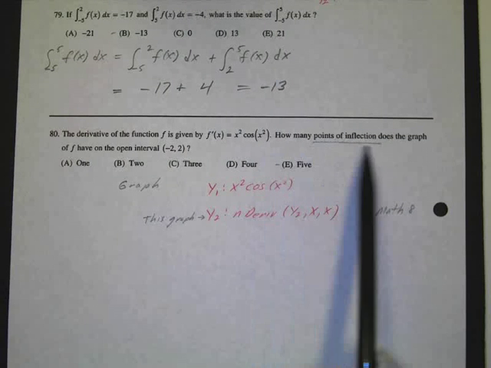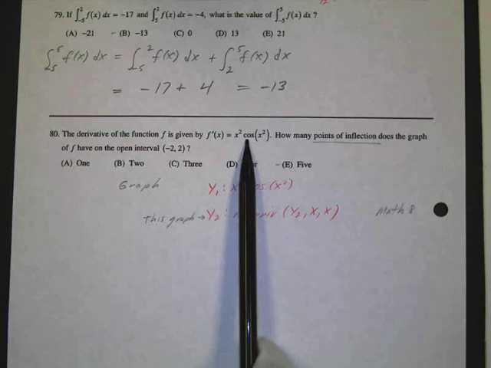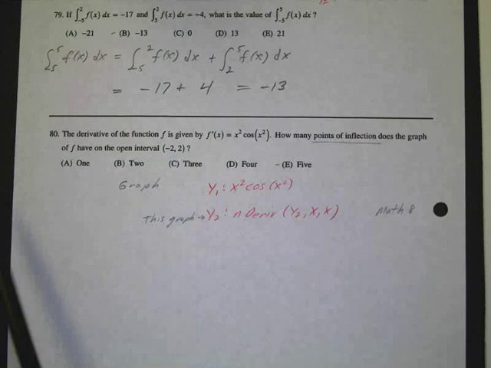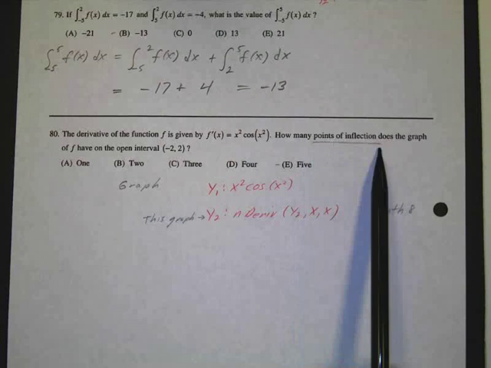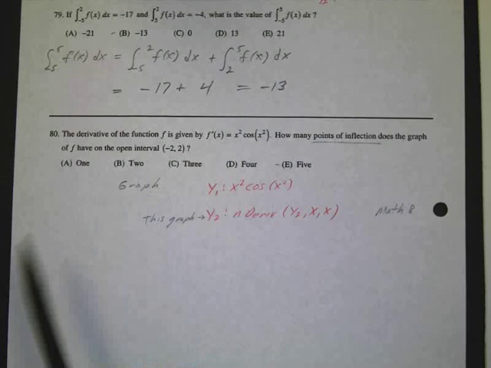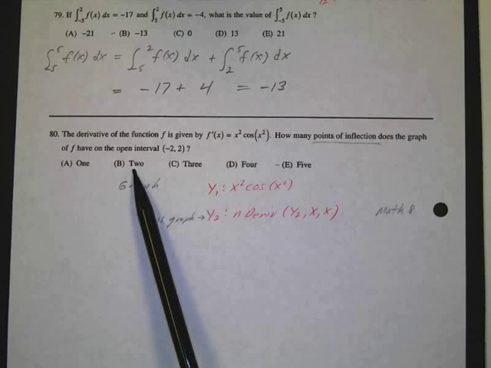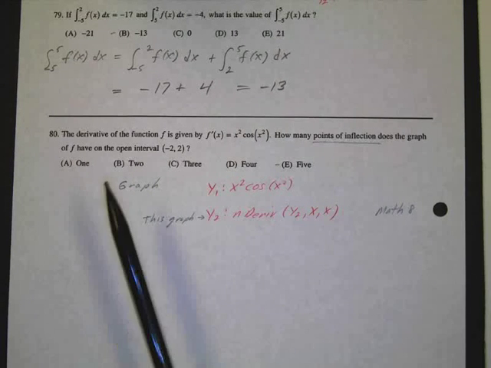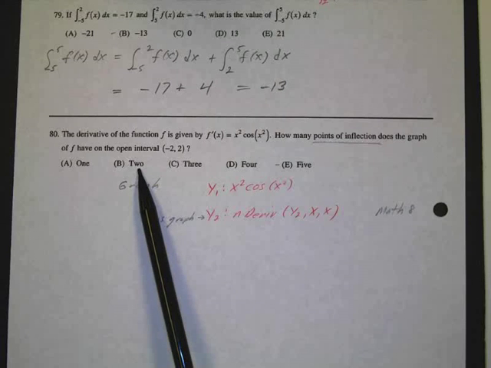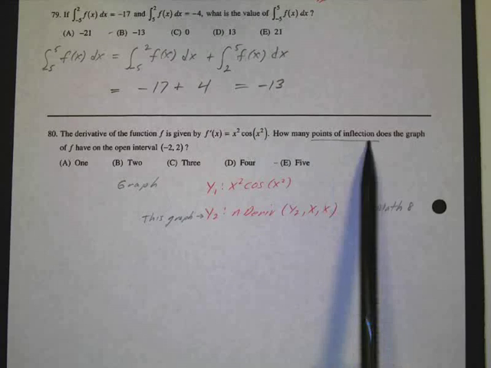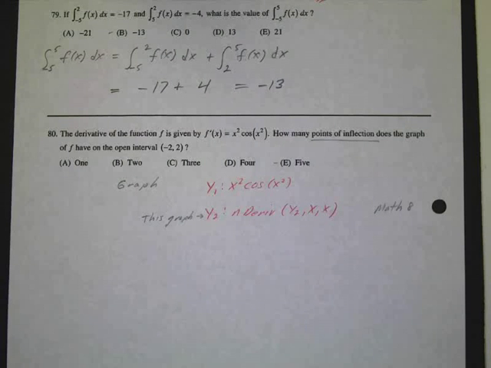Okay, now be careful on this one. Number 80 is a little tricky. How many points of inflection? So you're given the derivative of the function. How many points of inflection does the graph of f have on the open interval? Okay, I didn't read this carefully, and I put 2 because 2 was the number of critical points, or a number of changes. We actually just did the second derivative, so you've got to be careful. I just found the number of extrema, maximum or minimum.